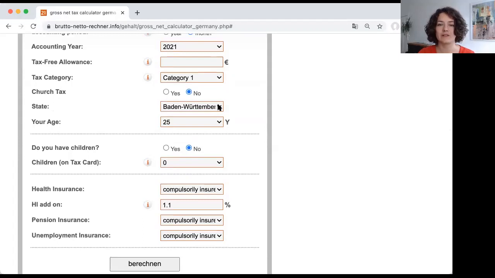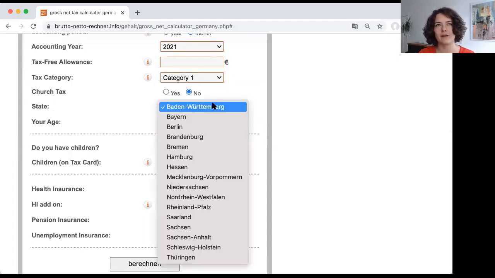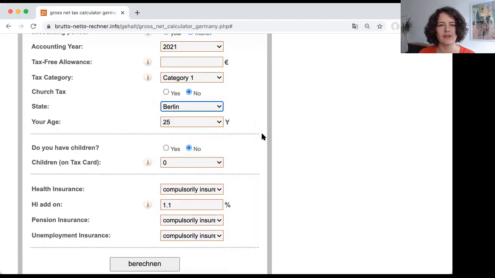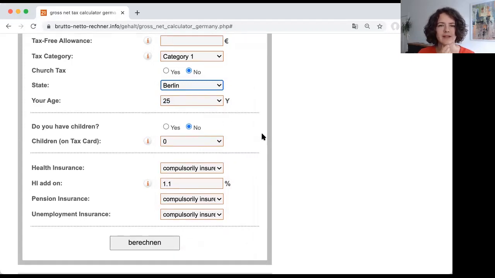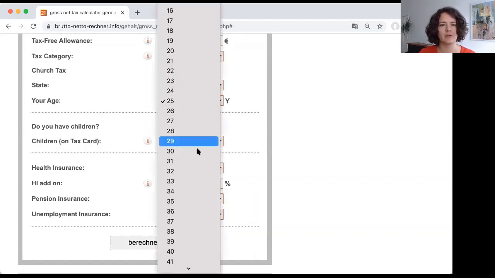Then, of course, the state matters, because the deductions you will be facing also vary a bit. So let's calculate with, let's say Berlin, because I think a lot of you are moving to Berlin or aiming for Berlin, or Munich. That would be a bit different, but it's easy to choose. And then let's say you are 29, or let's say 30, okay?